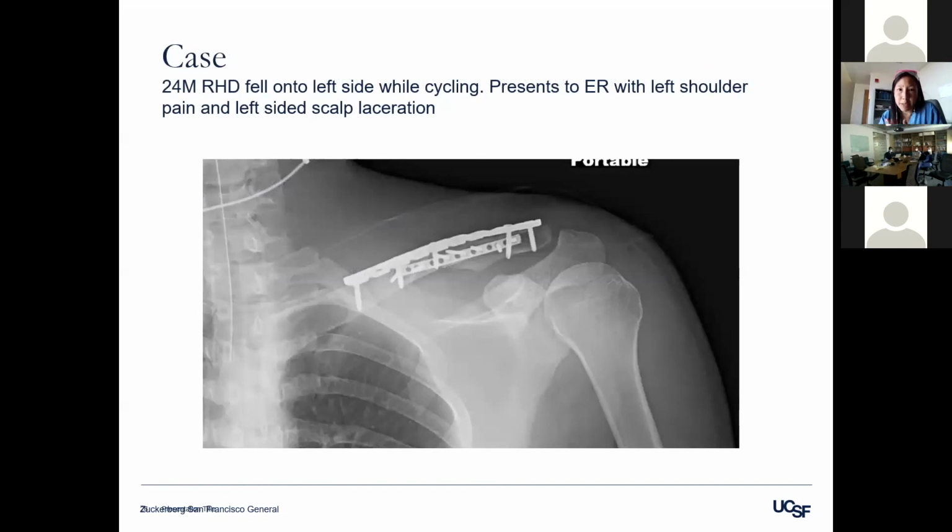So what we did for this patient, we did dual plating for that inferior comminution. We did a long 2.4 plate to provisionally reduce our fracture, and then fixed it superiorly with a recon plate.